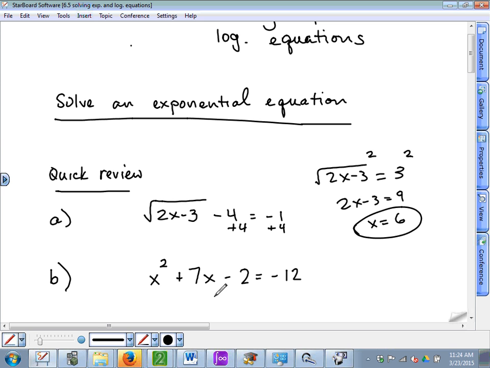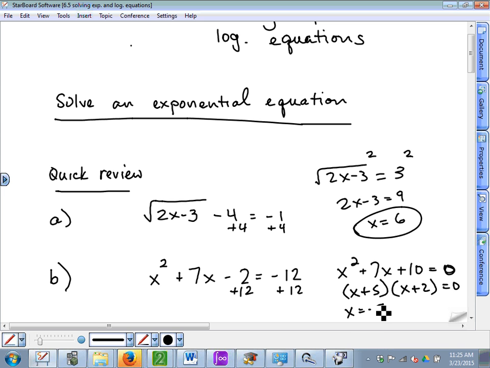This one's a little bit different, part B. This isn't the case where you want to isolate something. If you have a quadratic like this, you got to get one side equal to 0. And then if it doesn't factor, you use the quadratic formula. But this one factors. So x equals -5, x equals -2.